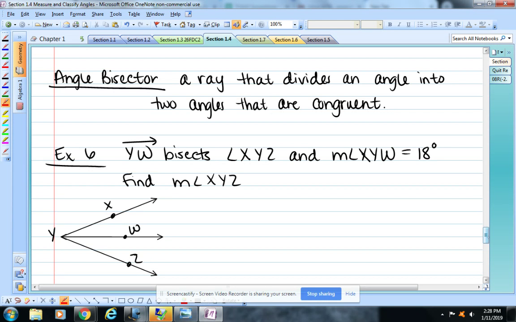All right, so yesterday we talked about a segment bisector, and that a segment bisector divided a segment in exactly 2 congruent segments. It divided exactly in half. Well, an angle bisector is going to be the same thing. It's a ray that cuts through an angle in exactly the middle to divide a large angle into 2 congruent parts. Okay? So it's going to divide an angle into two halves.